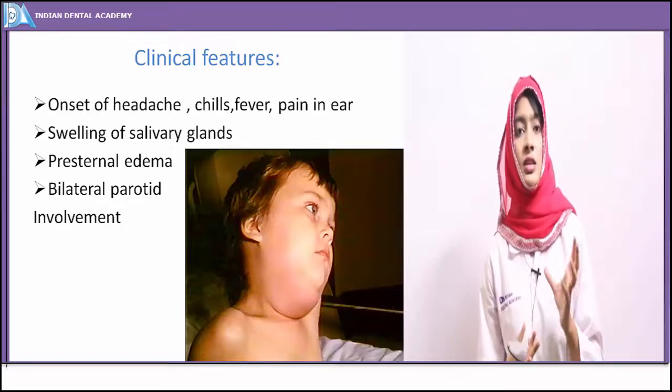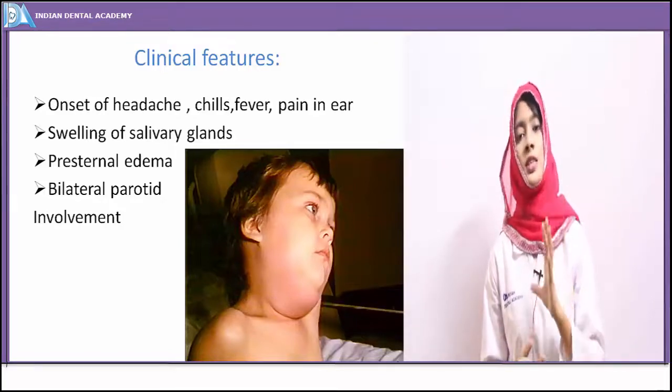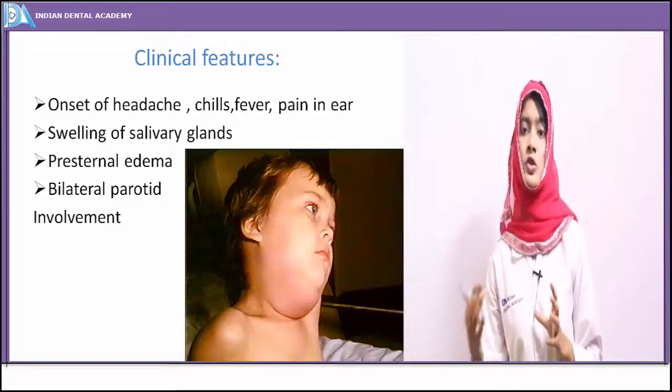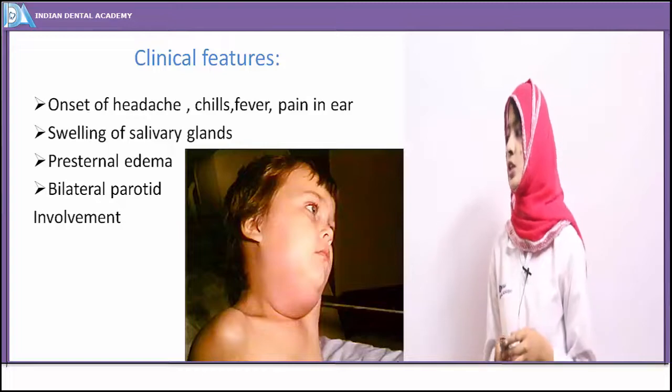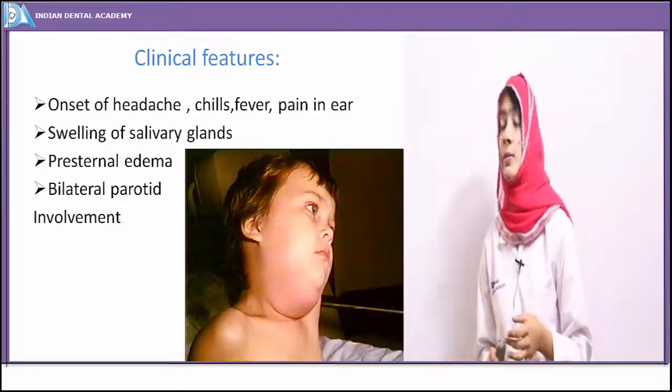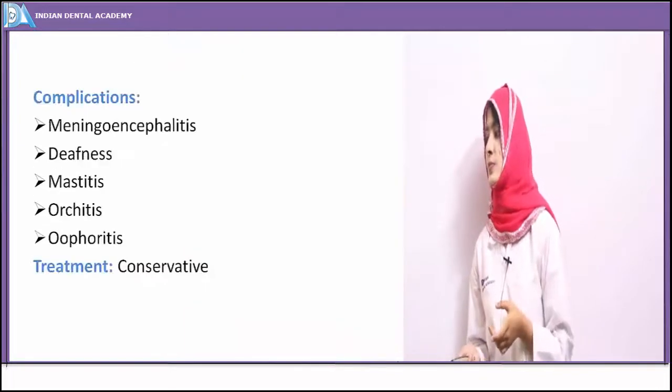Along with that, along with the characteristic swelling, there may be involvement of the lymph nodes present in the neck also. So bilateral involvement is more common, that we have to remember. Mumps involves bilateral involvement.